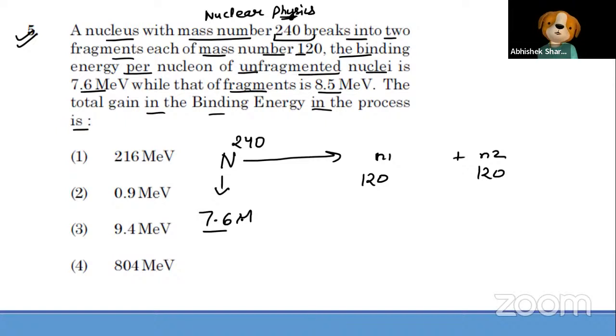By the way, binding energy is what? Binding energy is the energy which is required to break a particular material into its sub-constituent particles. Okay, so this is 7.6 mega electron volt. This is nucleon 1, this is nucleon 2, and these are given here. Ki inka binding energy is how much? It is given as 8.5. 8.5.